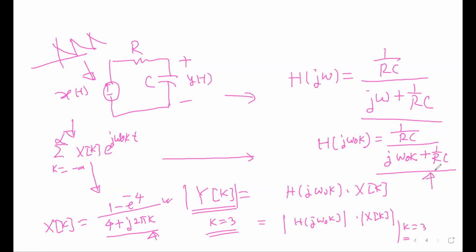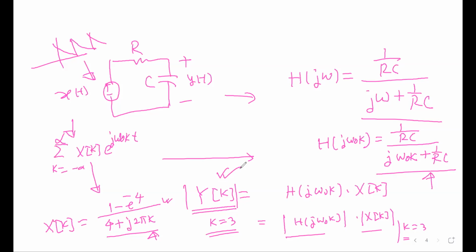Your RC must be given, otherwise you cannot calculate numerically, isn't it? Then you multiply these two things together to find the corresponding yk, magnitude only, but phase angle can also be determined. Then that will give you the magnitude of the output at that particular harmonic frequency, okay?